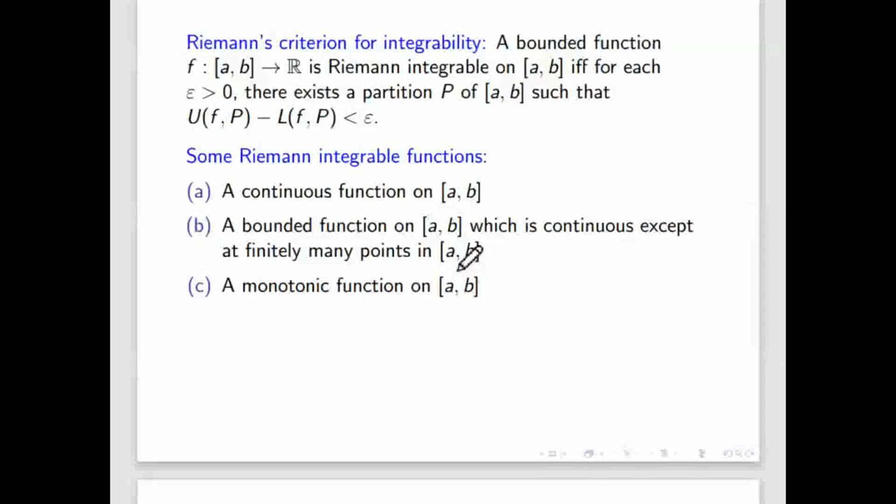Yes, sir. Whatever is written here from A, B, C, those all are for this closed interval [a, b]. If the interval is changed, we are not claiming anything. For this closed interval, a continuous function is always integrable. Similarly, if a function has some finite discontinuities, then also it is integrable. And if it is monotone, that means it is either increasing or decreasing, then also we'll say that it is integrable.